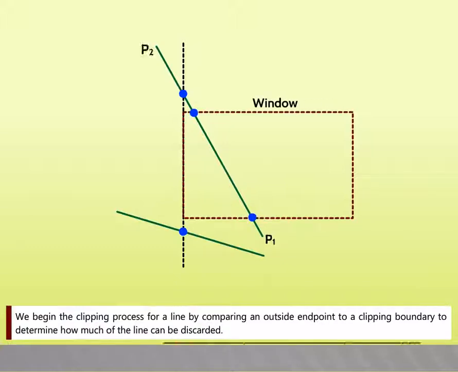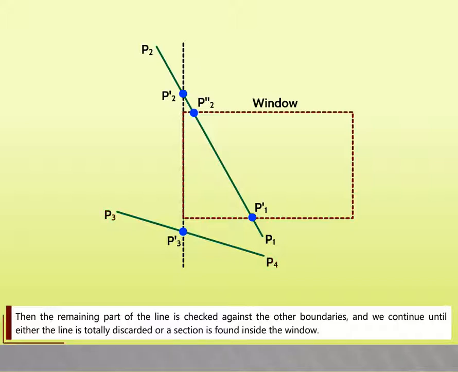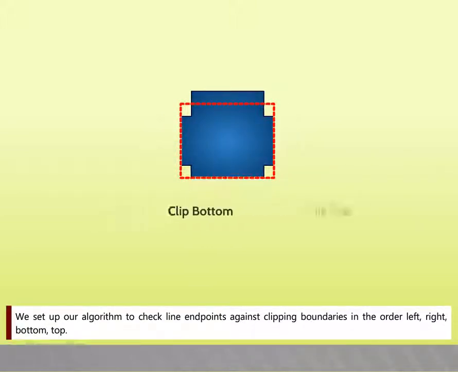We begin the clipping process for a line by comparing an outside endpoint to a clipping boundary to determine how much of the line can be discarded. Then the remaining part of the line is checked against the other boundaries, and we continue until either the line is totally discarded or a section is found inside the window. We set up our algorithm to check line endpoints against clipping boundaries in the order left, right, bottom, top.